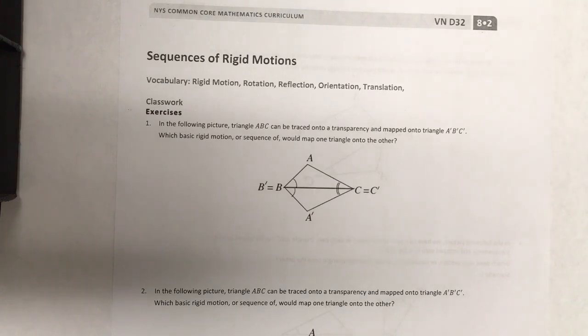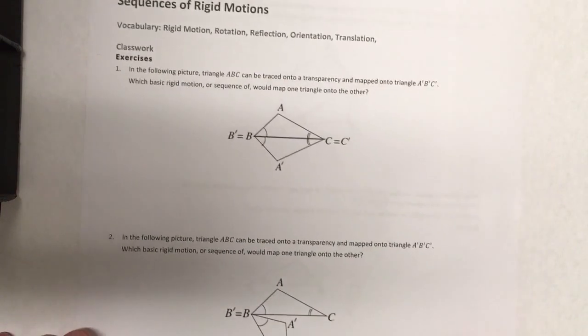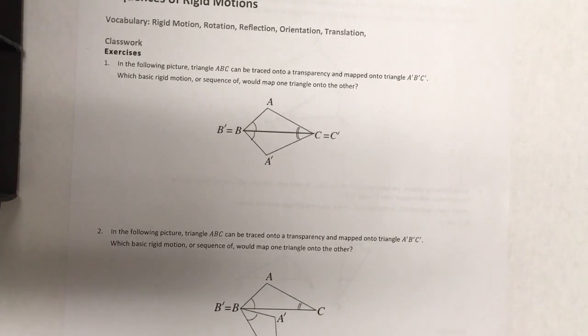So if you look at this, it says sequences of rigid motions. The vocabulary is rigid motion, rotation, reflection, orientation, and translation. And we'll look at the very first question here. It says, in the following picture, triangle ABC can be traced onto a transparency and mapped onto triangle A prime, B prime, C prime. Which basic rigid motion or sequence of rigid motions would map one triangle onto the other?